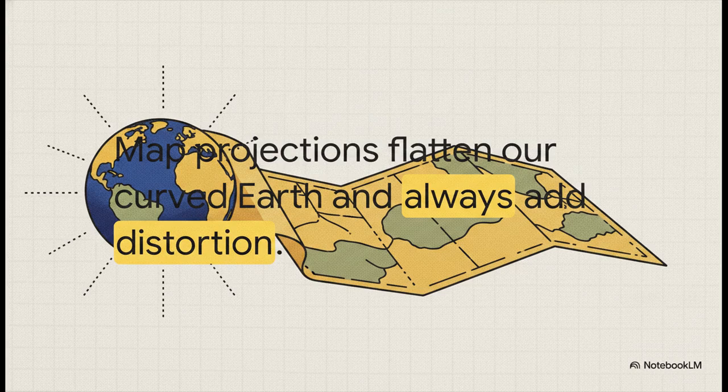Okay, now for a crucial warning, and this is a structural compromise you just have to accept. Our Earth is a sphere, right? But maps are mostly flat. Whether you decide to preserve area, direction, or scale, flattening a curved surface always, and I mean always, adds distortion. If you just ignore your map projection, you're absolutely going to distort your data and end up misleading your audience.